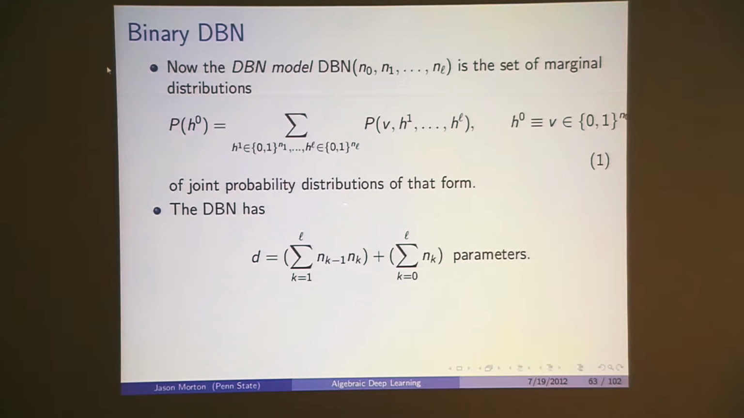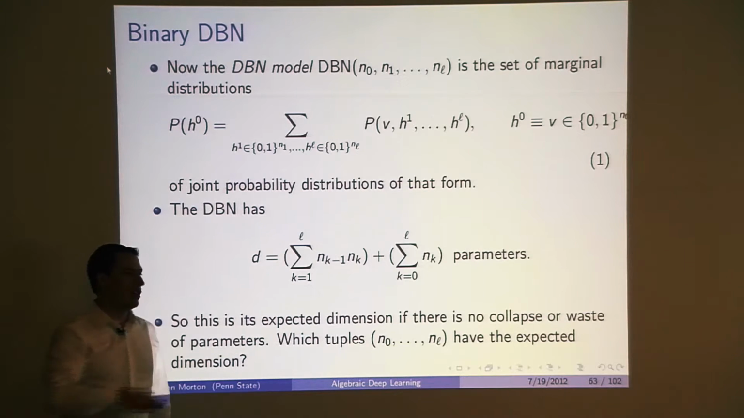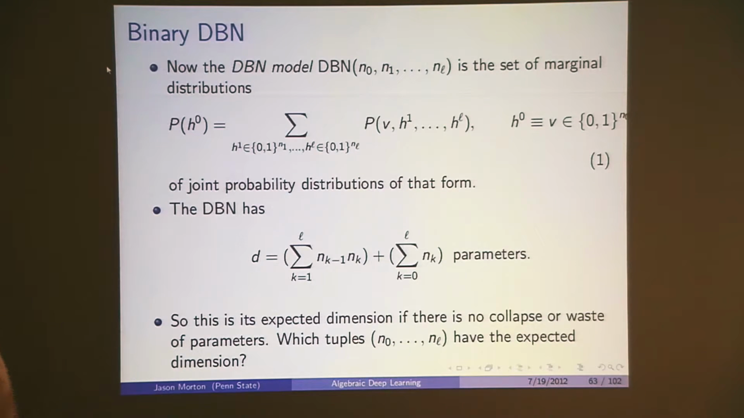And so I keep arguing that one of the most basic questions you can ask about these models is things like identifiability and dimension, right? If we're very lucky, and we haven't wasted parameters, this is the expected dimension of our deep belief network, as a space of probability distributions on the visible layer. If it doesn't do anything silly like bottleneck down to a tiny thing and then come back out, then there's no collapse or waste of parameters. So one of the most basic questions you can ask is which architectures, or which tuples n0 up to nL, have this expected dimension? For which ones are no parameters wasted, if you like.